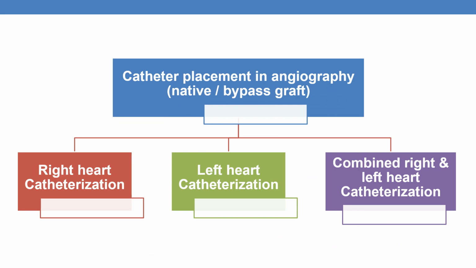Now coming to catheter placement in angiography. It can be native vessel or bypass graft. Catheter placement in angiography with the right heart catheterization, with the left heart catheterization, with the combined right and left heart catheterizations. Codes are categorized based on side of catheterization, the anatomical site of the heart where catheterization is performed.